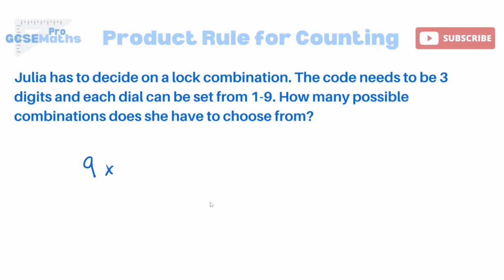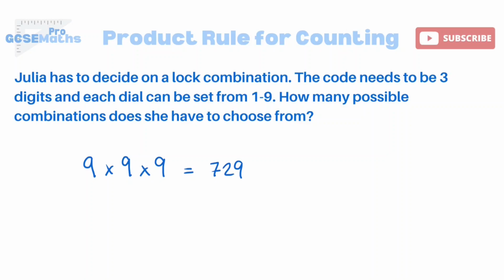Then, if I were to choose the second digit from the second dial, again, how many numbers do I have to choose from? Well, 9 again, isn't it? And finally, for the third dial, for the third digit in my code, how many do I have to choose from? Again, another 9. So this part of the example is very similar to the previous ones. What number I choose for dial number 1 doesn't affect what number I choose in dial number 2 and dial number 3. I still have 9 options all the way through. So 9 times 9 times 9 is 729 options or combinations.